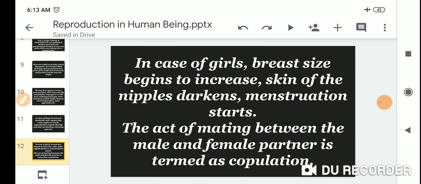In case of girls, breast size begins to increase, the skin of the nipples darkens, and menstruation starts.